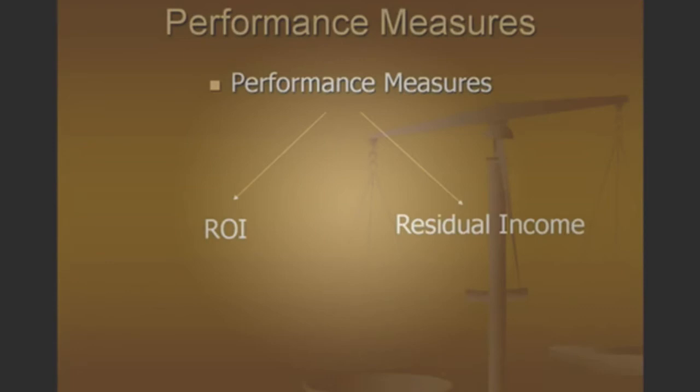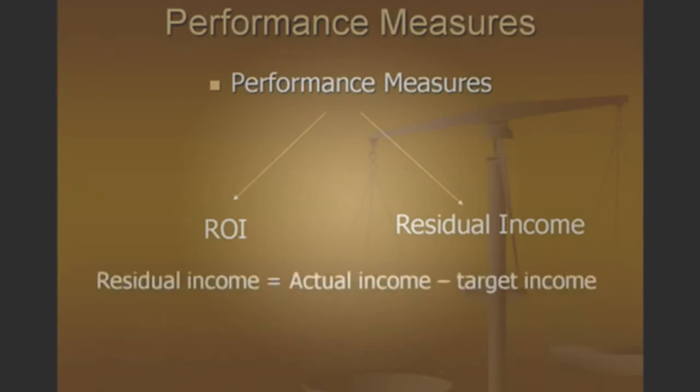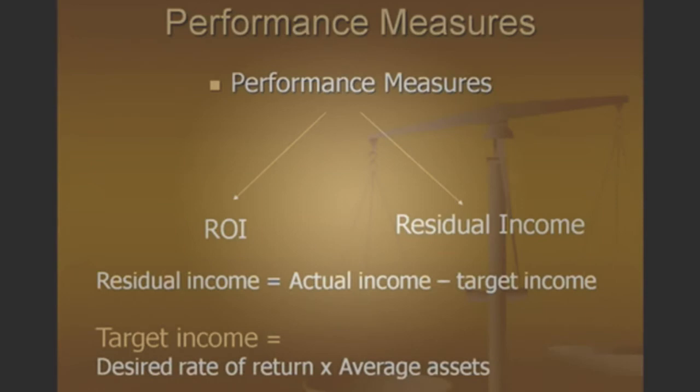The purpose of residual income is to try to overcome the problems of ROI, which I talked about. Here is the formula for residual income. Residual income is actual income minus a target income, target or budgeted income. The higher the actual relative to the budget or target, the higher the residual income, which means managers will be rewarded. How do you determine target income? Target income equals a desired rate of return times the average assets. The opportunity cost of capital is also called the desired rate of return.